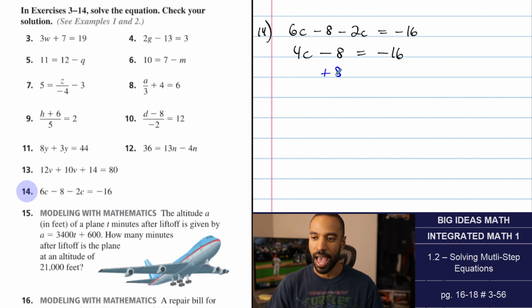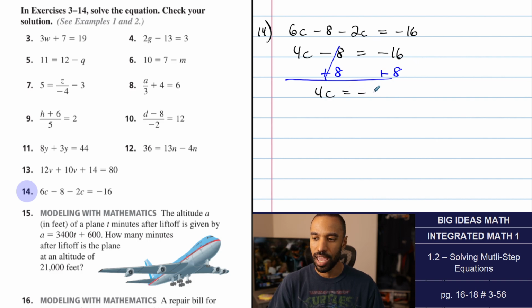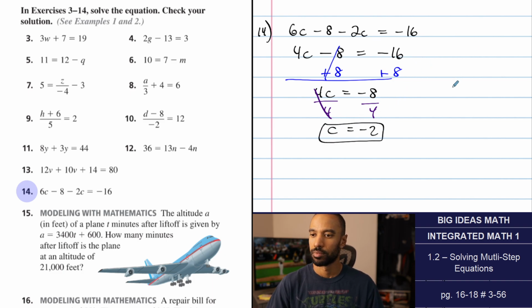But we're about to add it over like this now that we've simplified this side, and negative 16 plus 8 is negative 8. Divide both sides by 4, and now you'll get C equals negative 2. Let's check it out. Negative 12 minus 8 is negative 20. Oh, I might have to write this one out because that's a lot of negatives to have happen. Negative 12 minus 8, this becomes plus 4. We're subtracting the negative, remember that? Negative 20 plus 4 is negative 16.